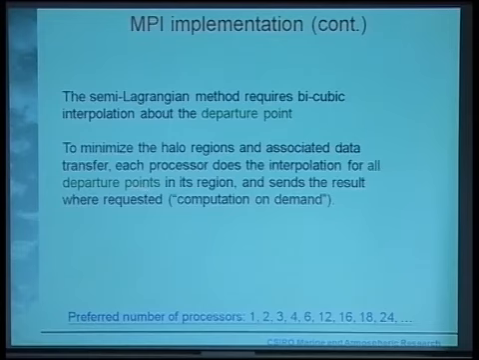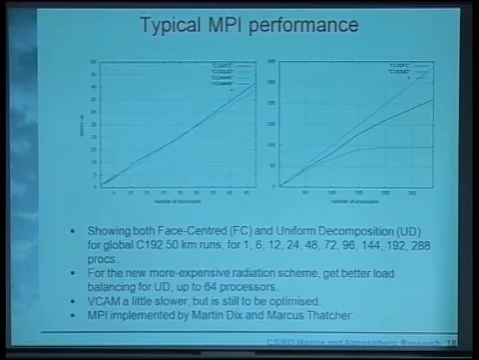Semi-Lagrangian: you do this departure point computation on demand, so it's a little bit of an overhead. Preferred number of processes, these sort of numbers: 1, 2, 3, 4, 6, 12, etc. Here's a recent MPI performance just a week ago.